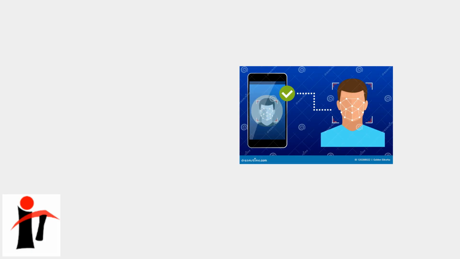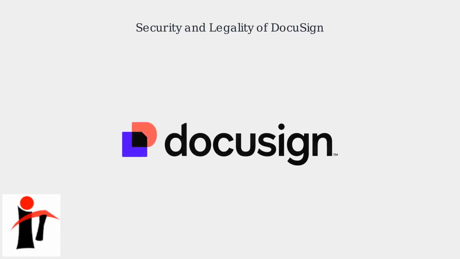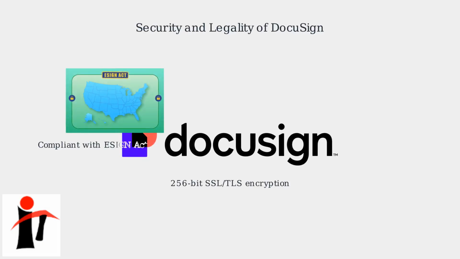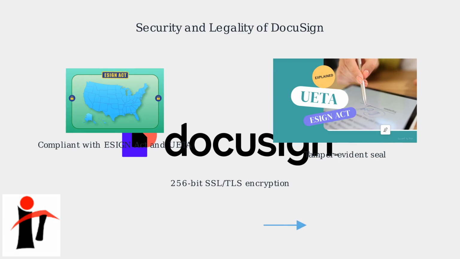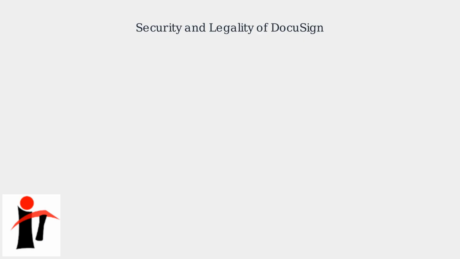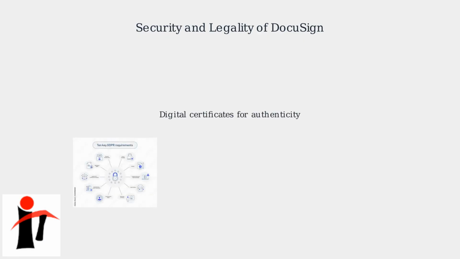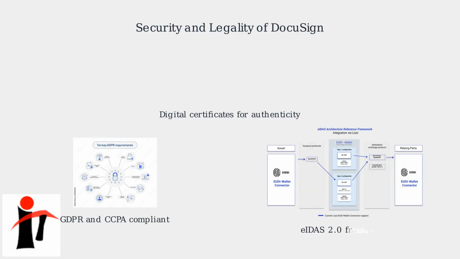Mobile app enhancements support biometric authentication, like facial recognition and fingerprint scanning. Once all recipients have signed, everyone receives a completed copy of the document. DocuSign ensures document security through 256-bit SSL TLS encryption and digital certificates, making signatures legally binding under laws like the U.S. e-Sign Act and UEDA. A tamper-evident seal confirms documents haven't been altered after signing, while regulatory compliance covers global standards including GDPR, CCPA, and the EU's eIDAS 2.0 framework.